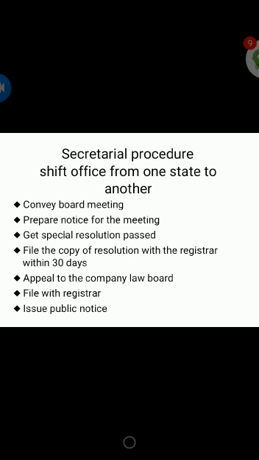So the certified copy of the Company Law Board's order and the altered memorandum of association, you are going to file with the registrar within 3 months. The last step is to issue the public notice. As we have studied in the last secretarial duties, you are going to notify the public that you have already shifted. So in the form of an advertisement, you are going to inform the general public.